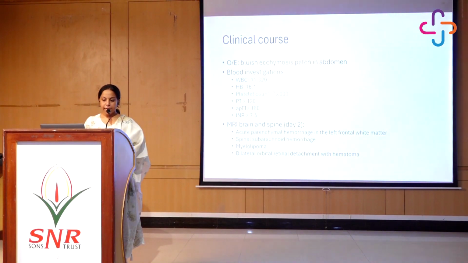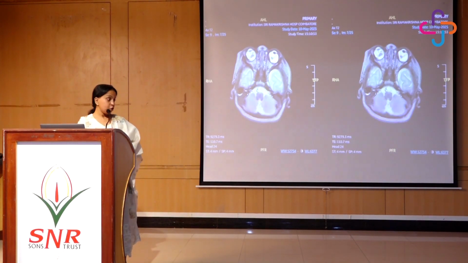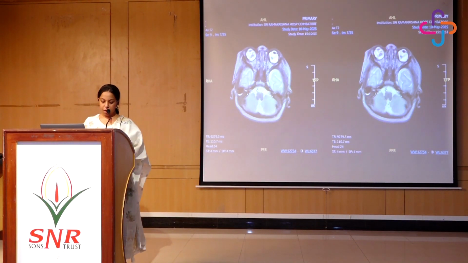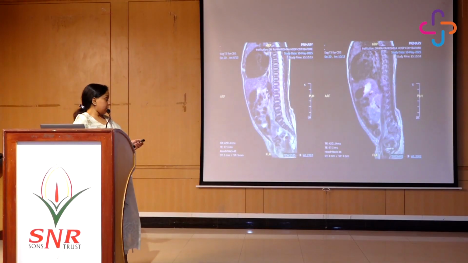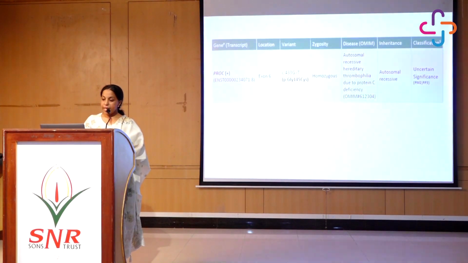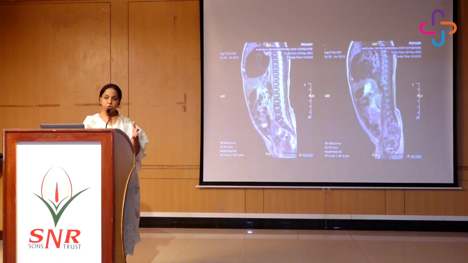Immediately we went ahead with an MRI brain and spine, which showed acute parenchymal hemorrhage in the fronto-parietal white matter, spinal subarachnoid hemorrhage which was actually causing ischemia around the spinal nerve roots, and more importantly there was a bilateral orbital retinal detachment with hematoma. So this is showing the orbital retinal. All this was blood which was getting collected within the orbits, and this is a track of blood which is seen in the lower part of the spinal cord. So we had a child with coagulopathy who's bleeding.